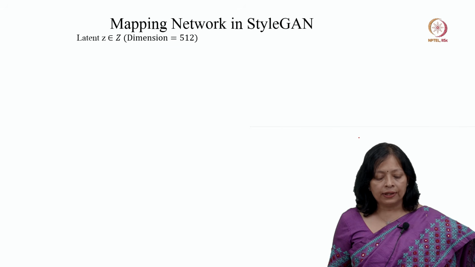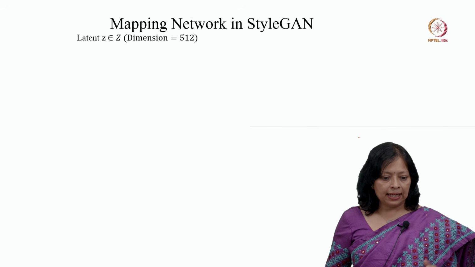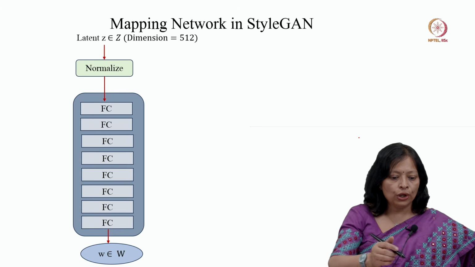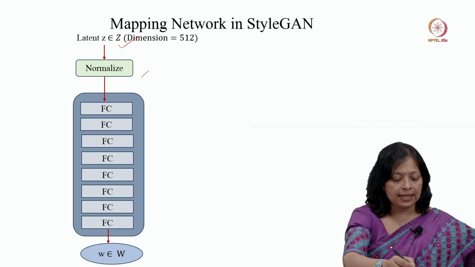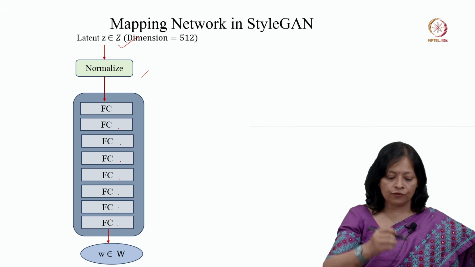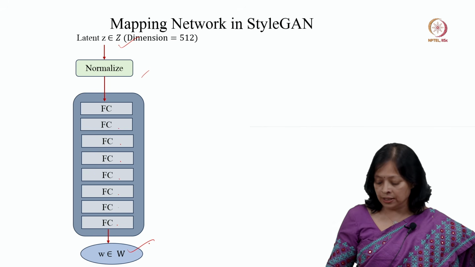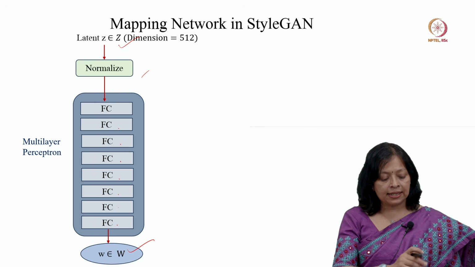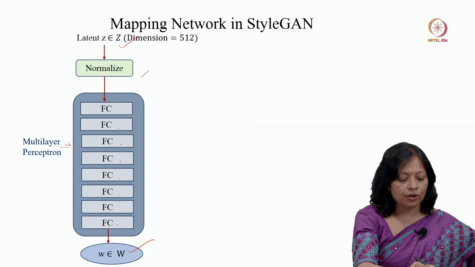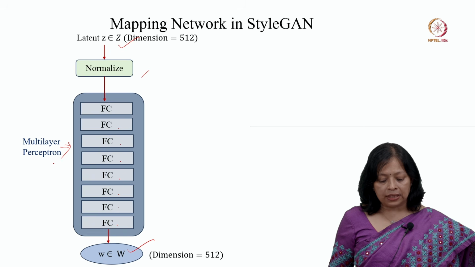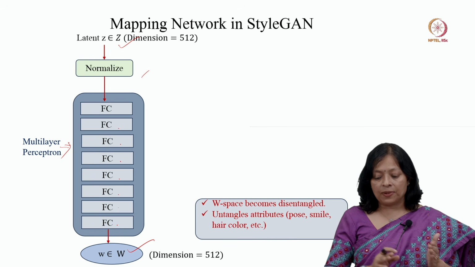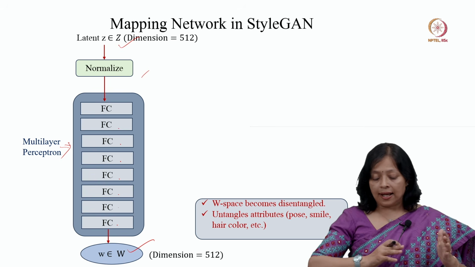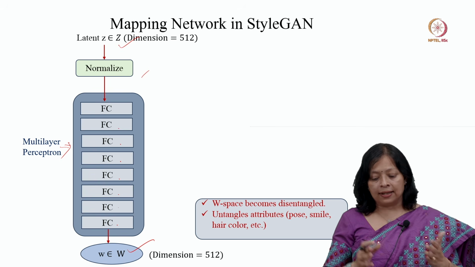Now, we will have a look into the mapping network in StyleGAN, how it looks as I was telling. This is my latent space Z, it is normalized, and then it goes through 1, 2, 3, 4, 5, 6, 7, 8 layers of fully connected layers, and we get W here. These are all multilayer perceptrons, and the dimension is 512. As I was telling, Z space becomes disentangled in W, and we get all untangled attributes.